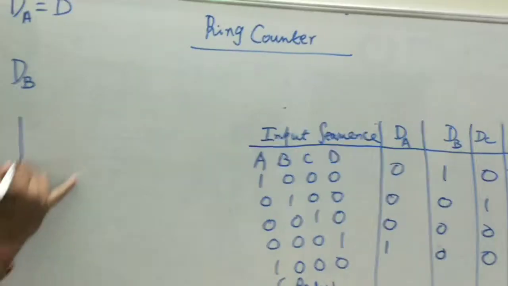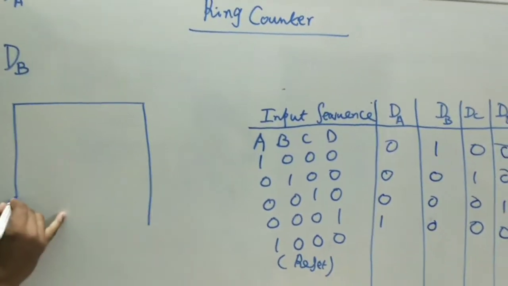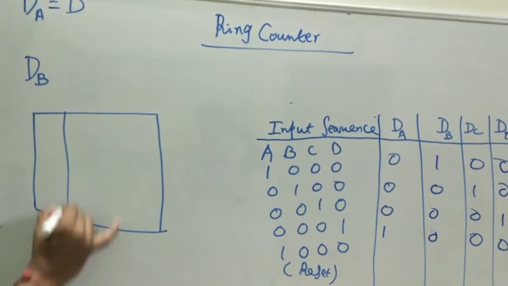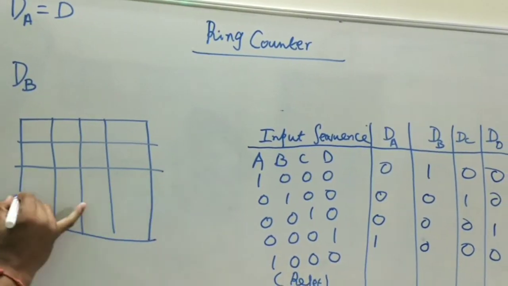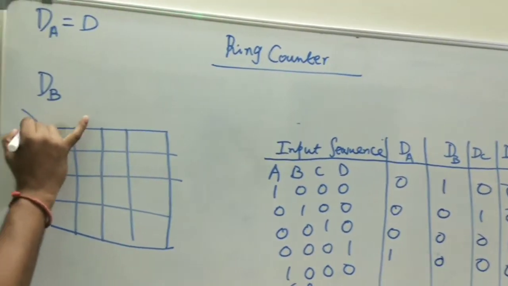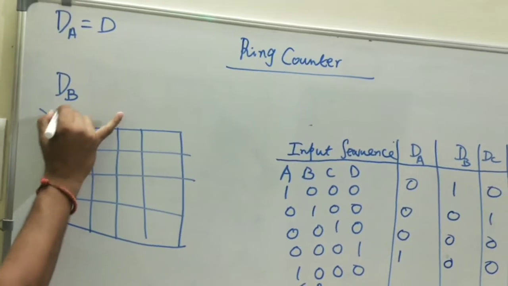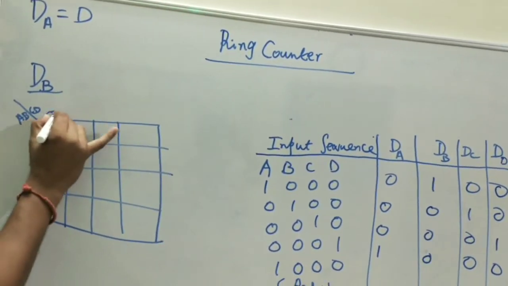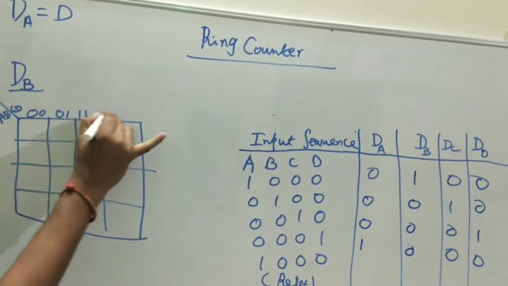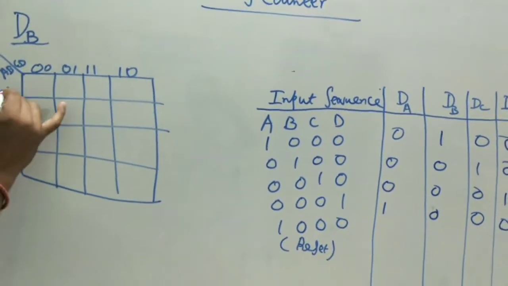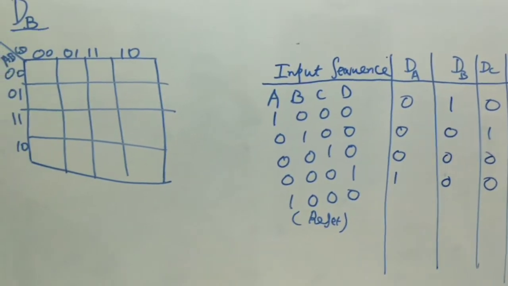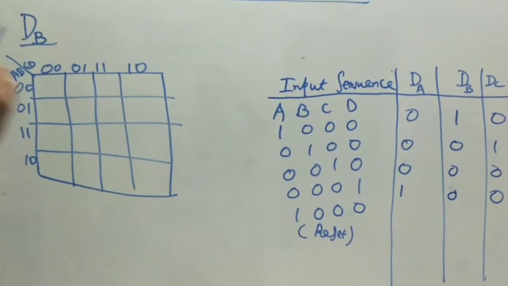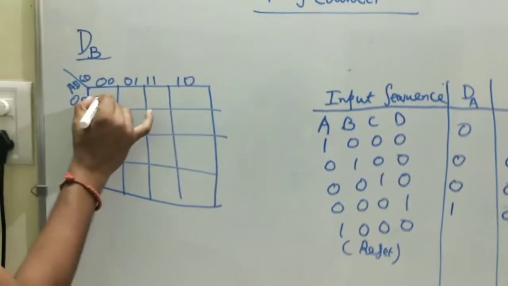DB. So, 1, 2, AB, CD. 0, 0, 0, 1, 1, 1, 1, 0. 0, 0, 0, 1, 1, 1, 1, 0. Okay, so 0, 0 won't be coming here.